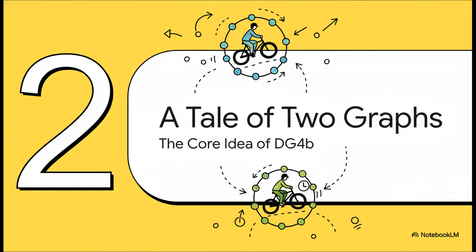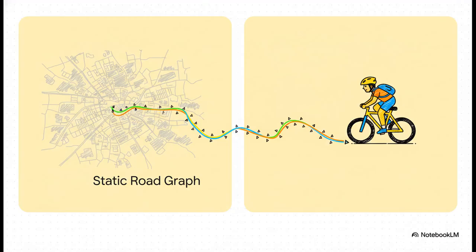So how do you even begin to model that chaos? Well, this is where the paper gets really interesting. The authors had a key insight. Instead of trying to force everything into one single perfect model, what if you looked at the problem from two different angles at the same time? What if you used two graphs? And this is the tale of two graphs.